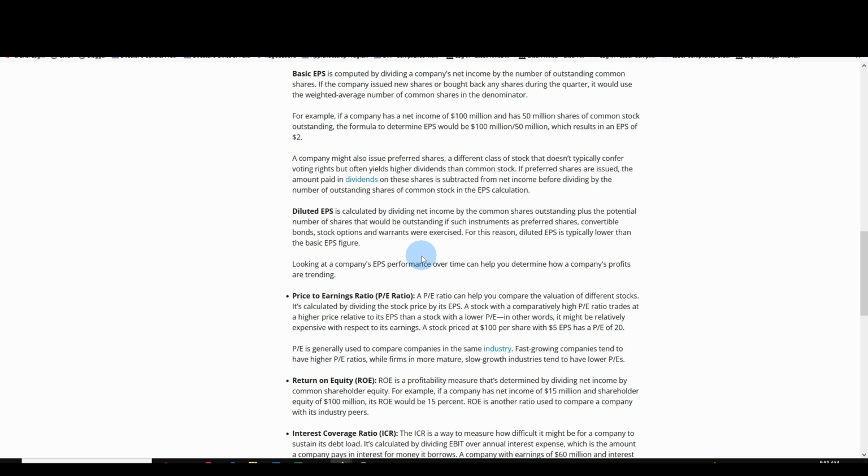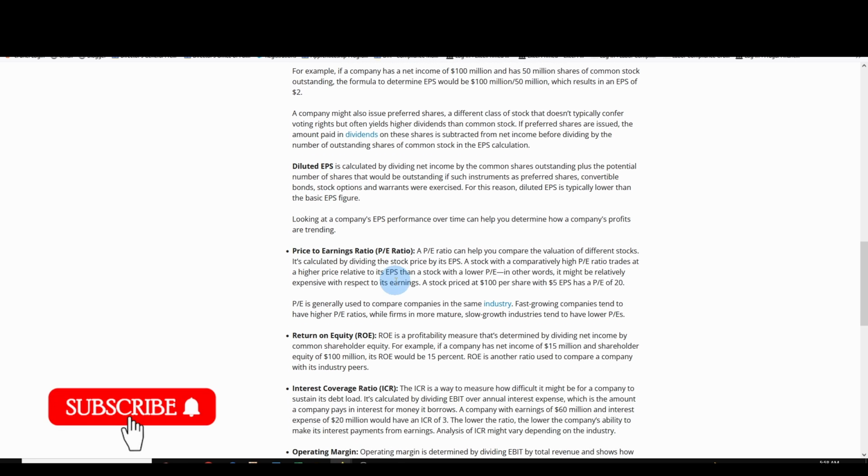For this reason, diluted earnings per share is typically lower than the basic earnings per share figure. Looking at a company's earnings per share performance over time can help you determine how a company's profits are trending.